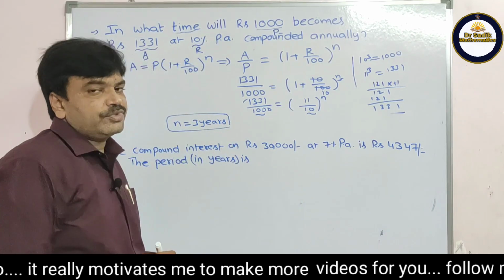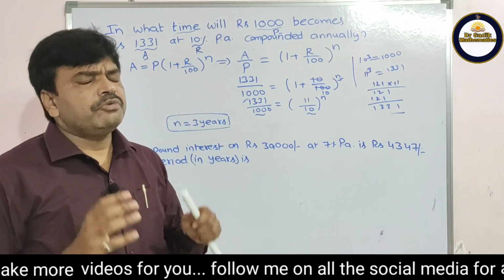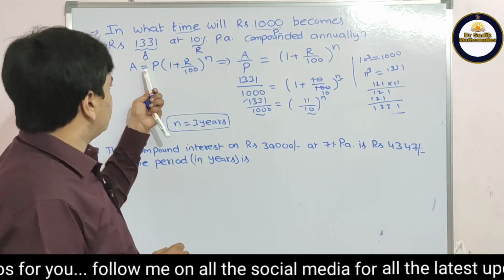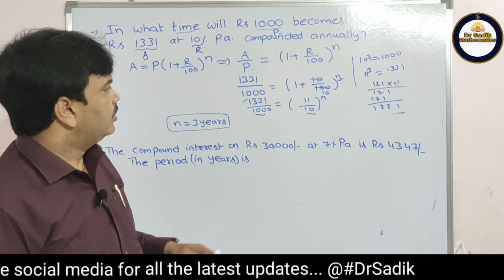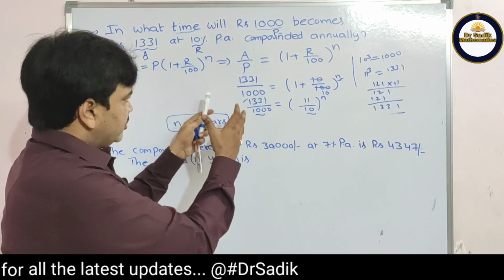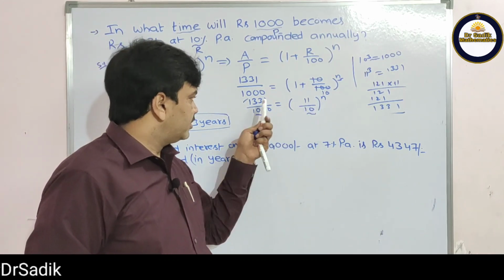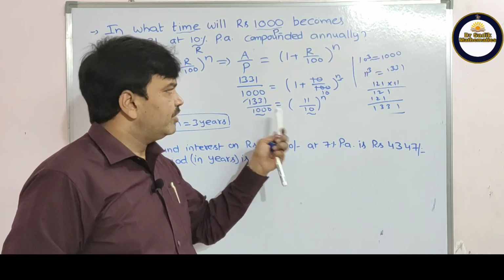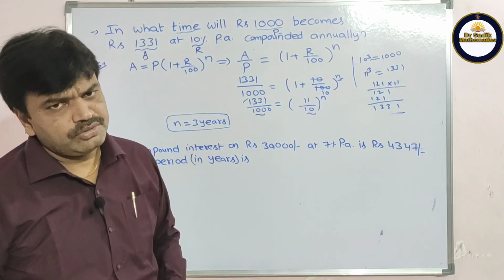Once again, friends, he has given the A and P values. We know the basic formula. What is the basic formula? A is equal to P into (1 plus R by 100) whole power n. So I just rearrange the terms here, and I get this form. Then I check when this is satisfied, friends: 10 cube, 11 cube. So n is equal to 3 years.